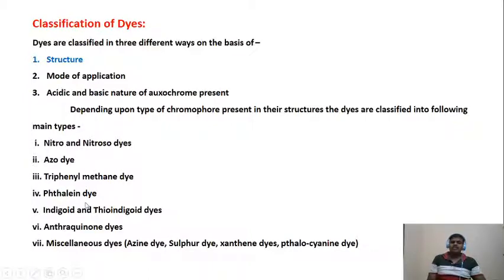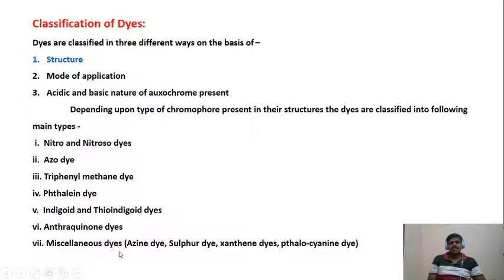Then phthalein dyes: if the phthalein group is present in the structure of the dye, then that dye comes under the class phthalein dye. Then indigoid or thioindigoid dyes, again the same thing. If the structure of the dye shows indigoid or thioindigoid groups in it, then it comes under the class indigoid or thioindigoid dyes. Then anthraquinone dyes: if anthraquinone is present in the structure of the dye, then that comes under this class, anthraquinone dye.